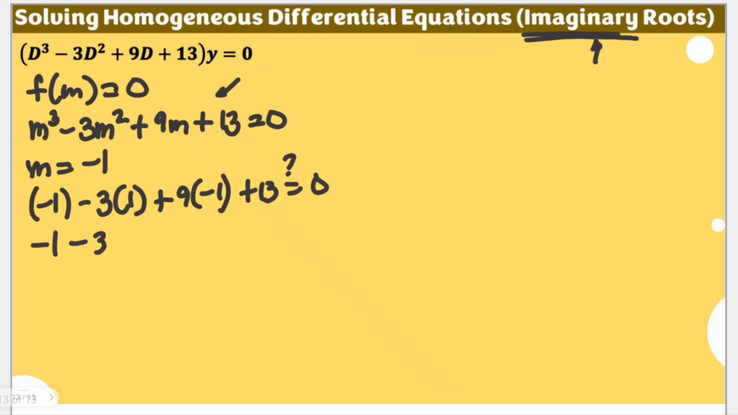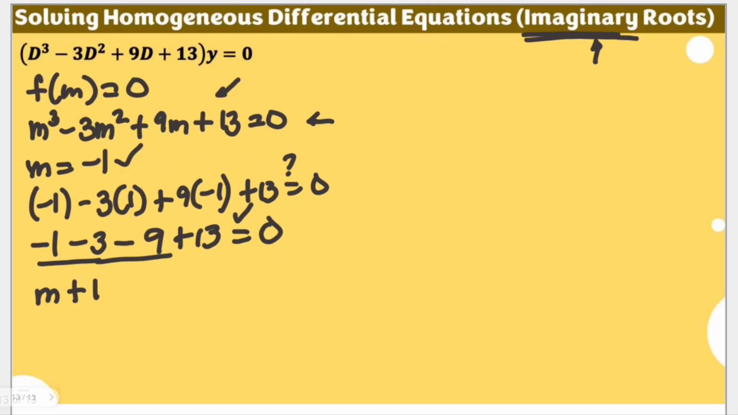Negative 1 minus 3, that's minus 4, minus 9, plus 13. Is it equal to 0? This is minus 4 minus 9. Yes, that's correct. That would mean the first root that we have observed is actually minus 1, or the first factor of this given auxiliary equation is m plus 1. Now, once we have verified this, we can proceed to the use of synthetic division.